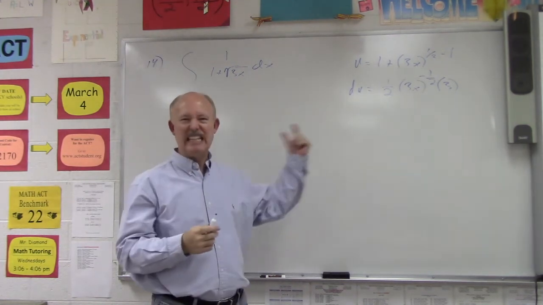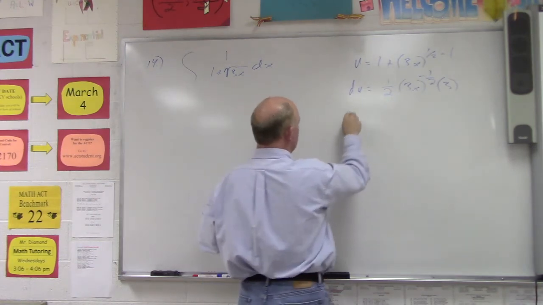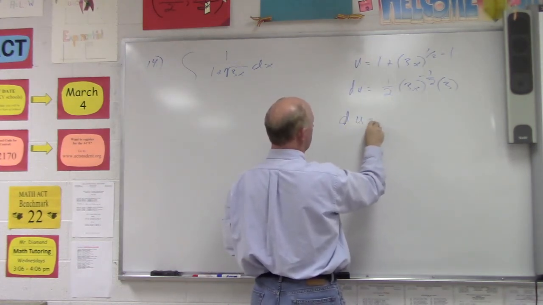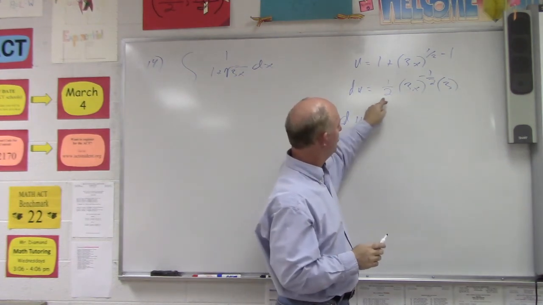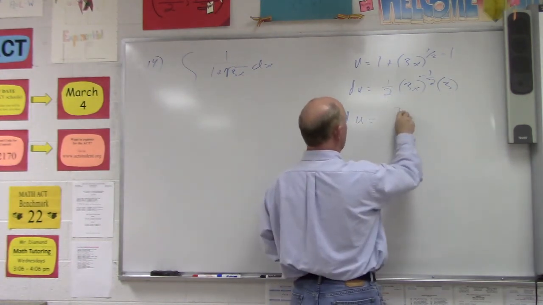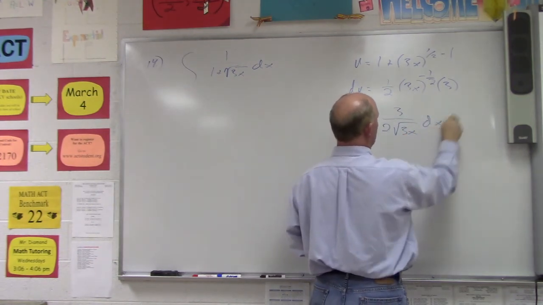Okay, let's see if we can clean that up a little bit and make it easier. I've still got this radical over here. So du is going to equal, now this negative exponent is going to go to the bottom of our fraction with the 2, and the 3 is going to go to the top. So now we've got 3 over 2 square root of 3x dx.